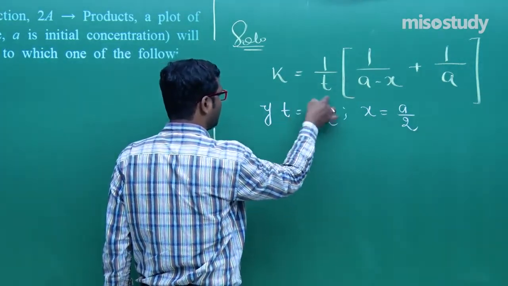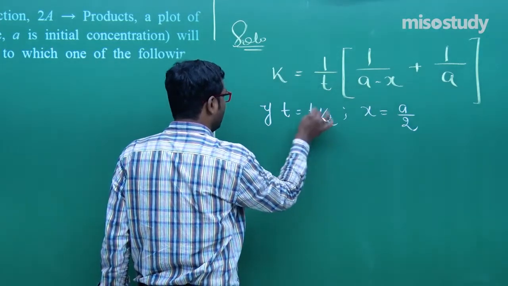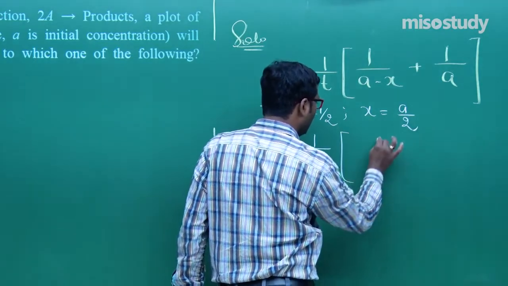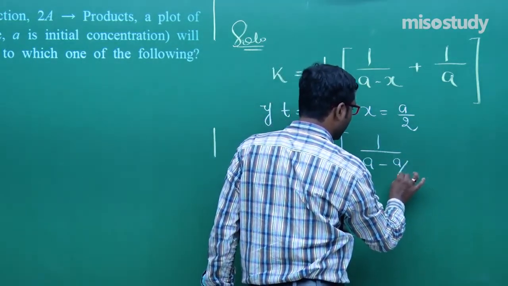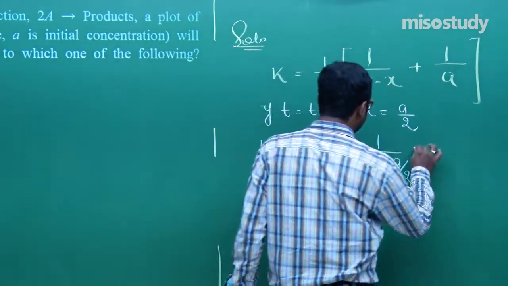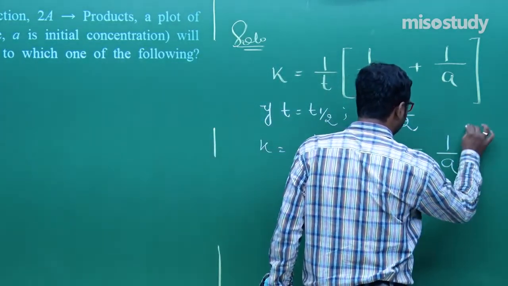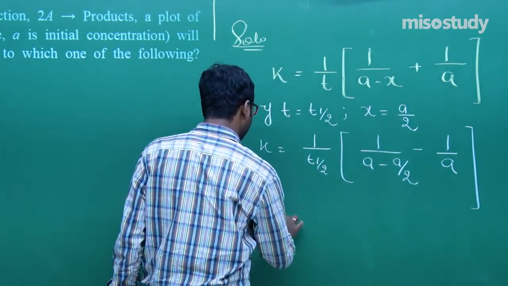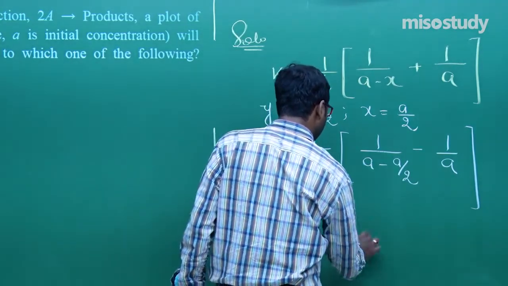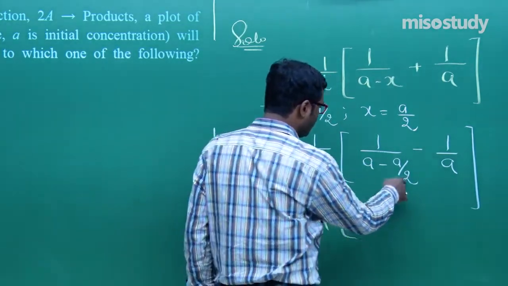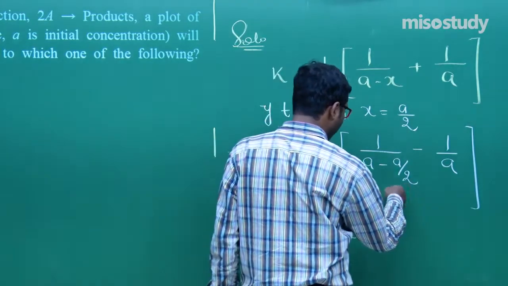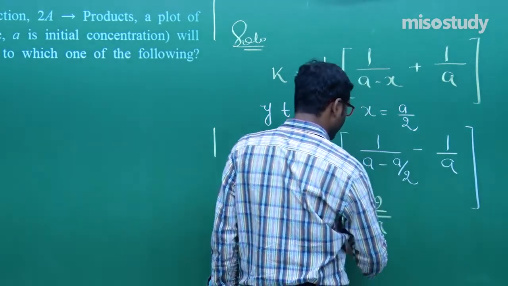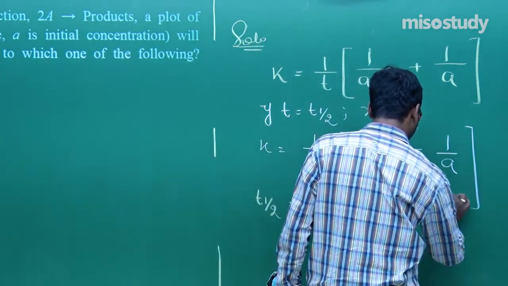Check it out. Put here, that is k is equal to 1 upon t half, into 1 upon (a minus a by 2) minus 1 upon a. Clear to you? Now t half is equal to 1 upon k. After solving, what do we get? That is 2a minus a, that is a, and 2 will move here: 2 upon a minus 1 upon a.